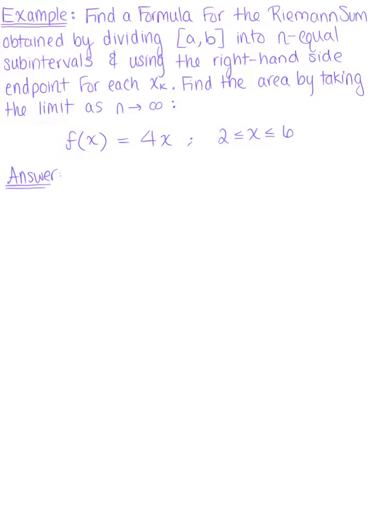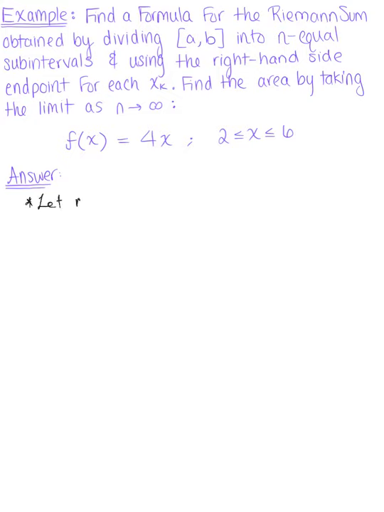Find a formula for the Riemann sum obtained by dividing the closed interval into n equal subintervals and using the right-hand endpoint for each x sub k. Then find the area by taking the limit as n approaches infinity. We're given the function f of x is equal to 4x on the closed interval where x is greater than or equal to 2 and less than or equal to 6.